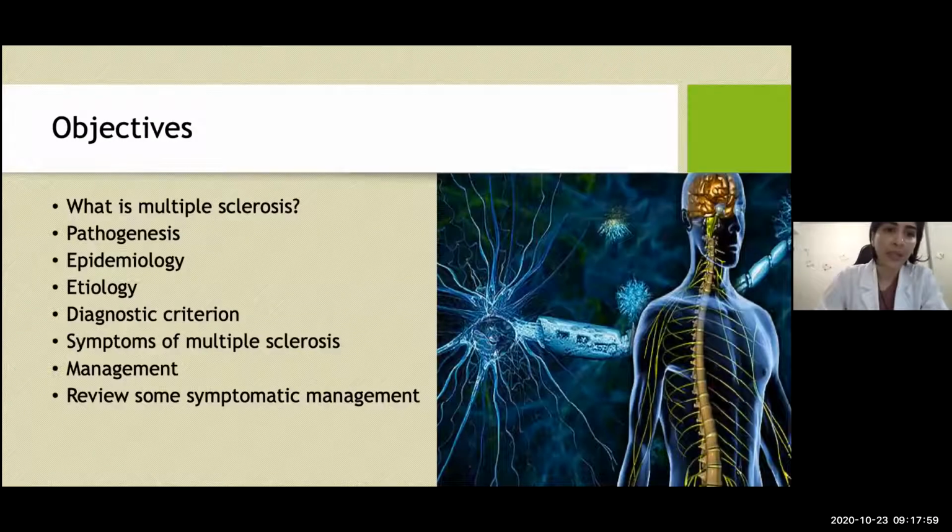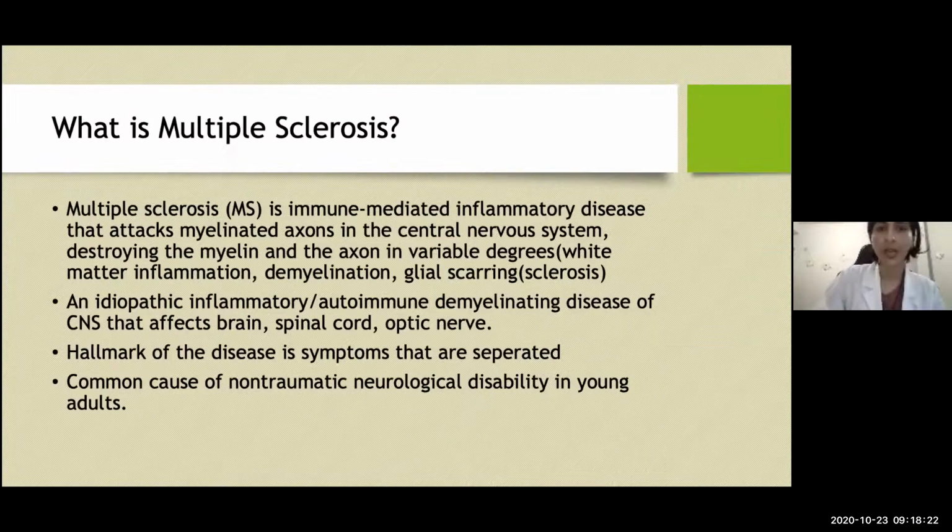Today I'm going to present multiple sclerosis. So this slide shows the objectives of my presentation today. First, I'm going to discuss what is multiple sclerosis, what is the pathogenesis for the disease, its epidemiology, etiology, some of the diagnostic criteria for the disease. We're going to recognize symptoms of multiple sclerosis, how to manage these patients, and then we're going to review some of the symptomatic management.